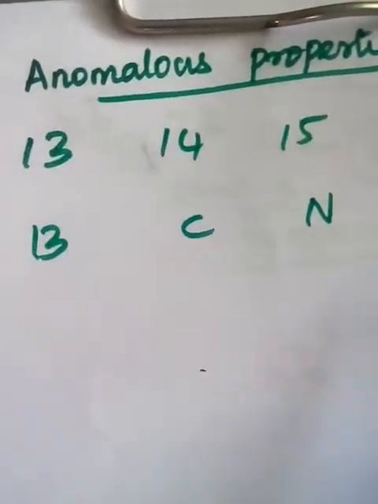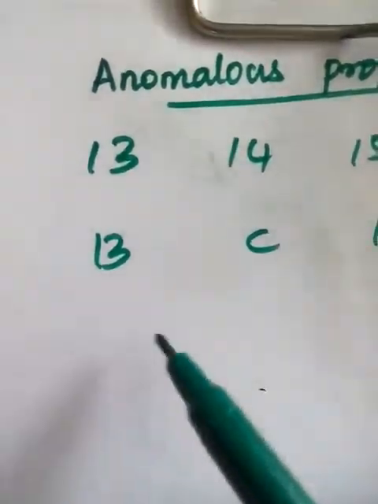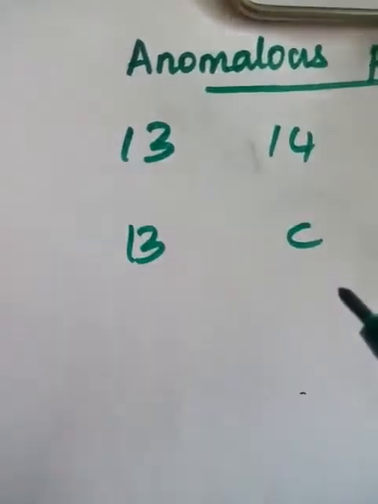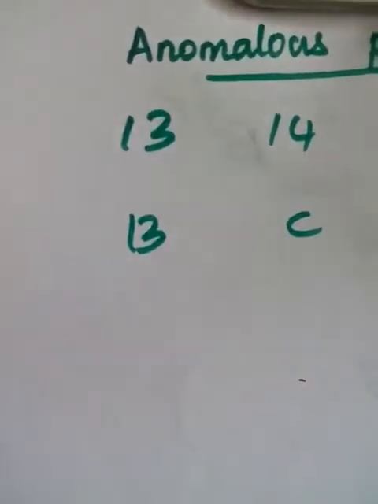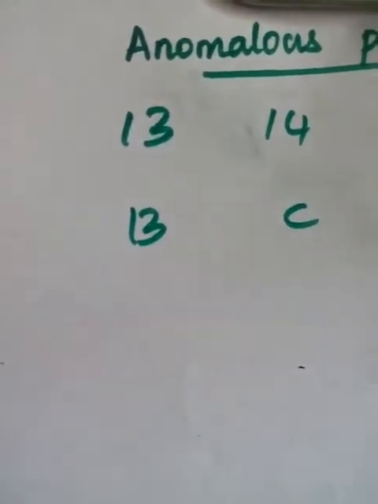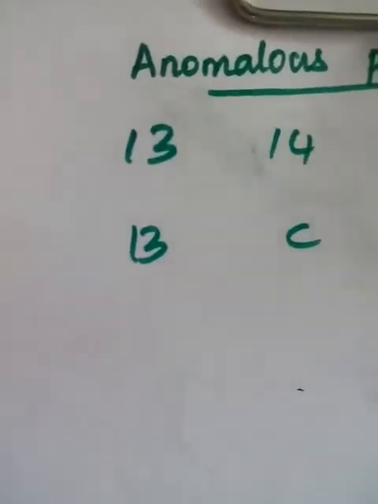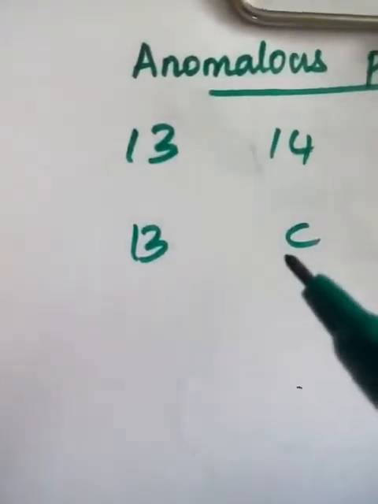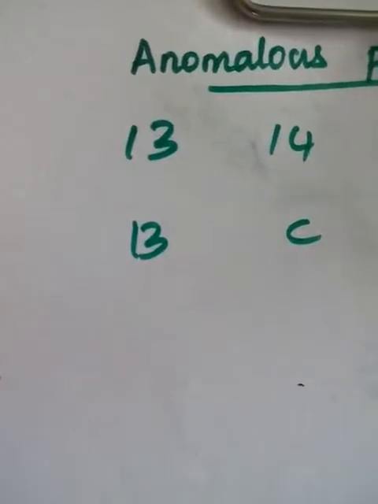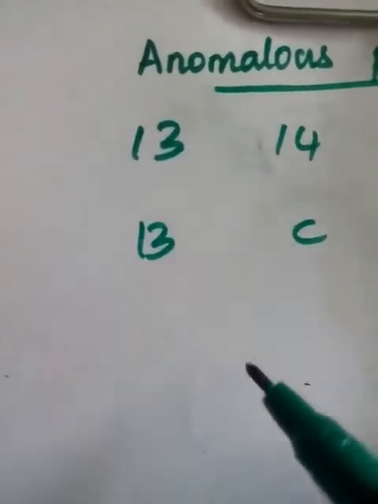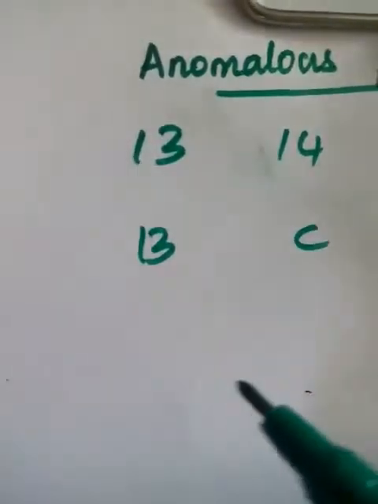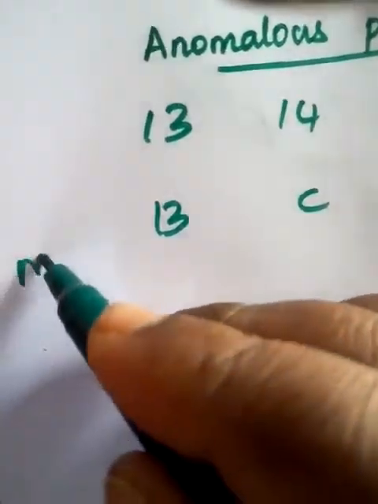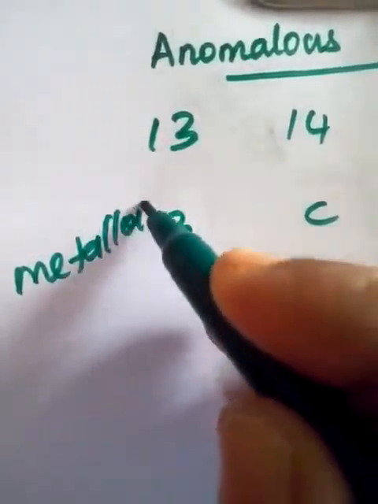All the first elements in every group have some abnormal properties compared to the other group members. So let's see what the abnormal properties of the first element in each group of the P block are. First, boron. You all know it's a metalloid. So in group 13, boron is said to be the metalloid.